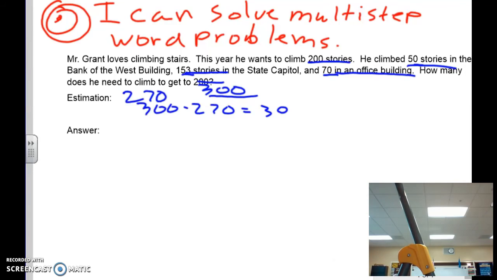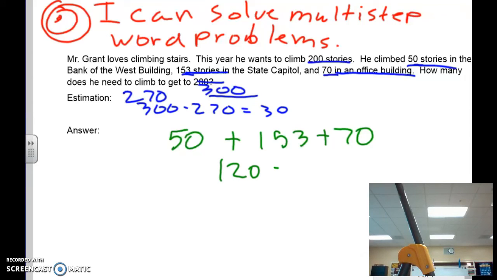For my estimation, I did some adding and subtracting. So first what I'm going to do is add what I've done so far. So we'll do 50 plus 153 plus 70. I'm going to add these two first because they both end in a 10. So I've got 120 plus 153. And I can write it more this way, so it's easier. So I've got 273.